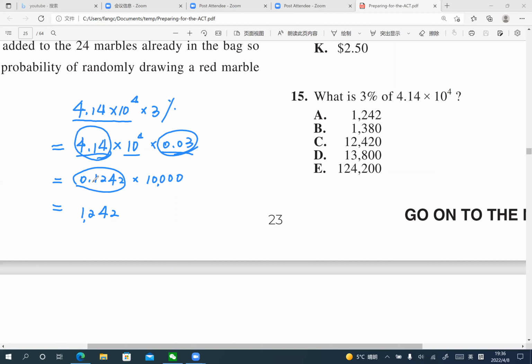Then move the decimal 4 places to the right. We get 1,242. We should choose option A.